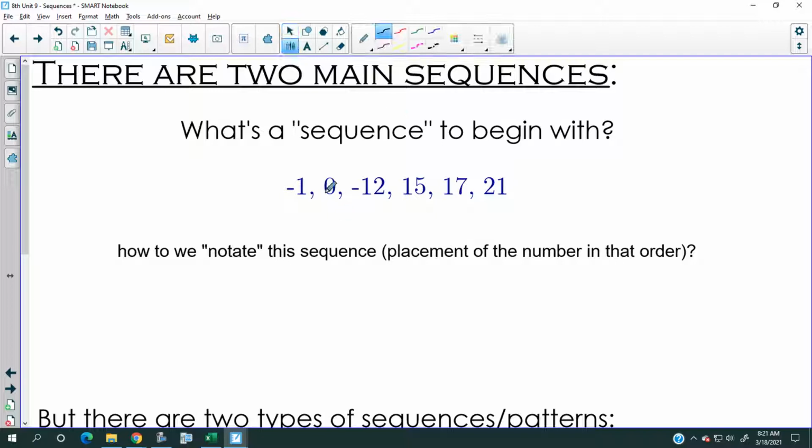A sequence is just a series of numbers. That's it. So look at this set of numbers. First of all, we have 1, 2, 3, 4, 5, 6. We have 6 numbers in this sequence. This you don't really need to know, but I think it's good for me to notate it. So there's 6 numbers.